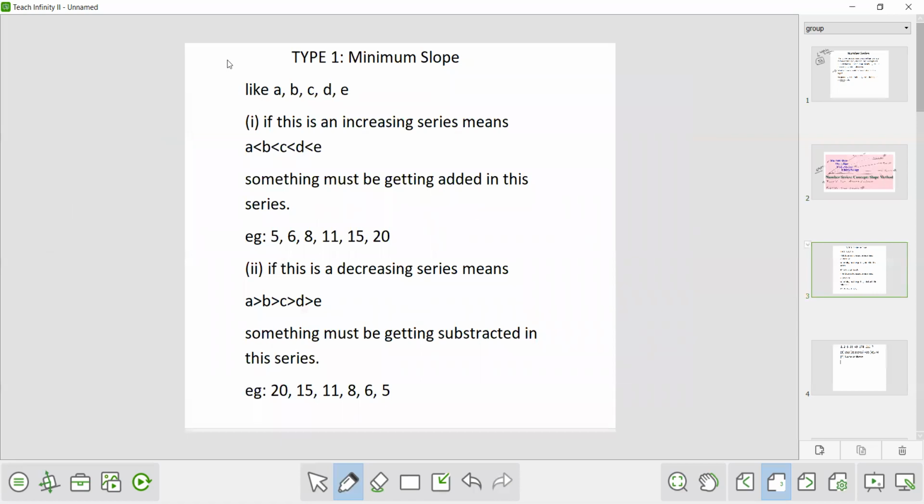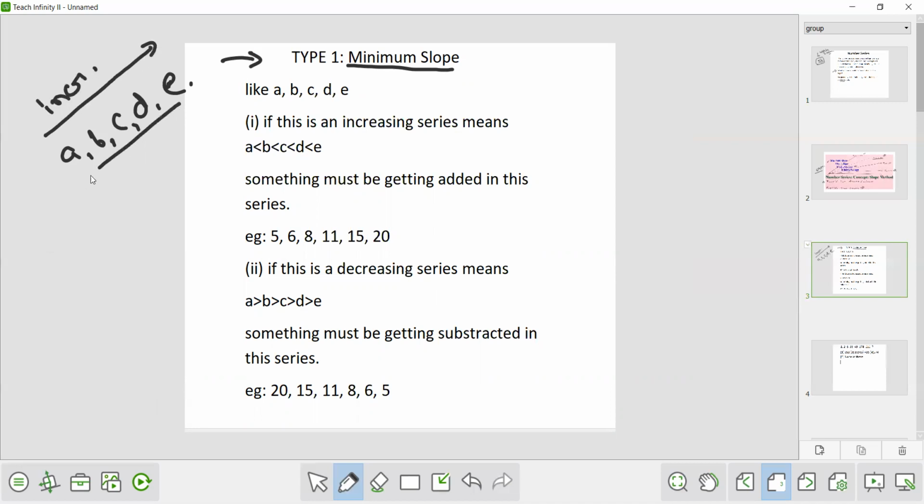So first we will learn about type 1, that is minimum slope. The series will be in the form A, B, C, D, E, and so on. Either this series is in increasing order or in decreasing order. When every successive number is greater than the previous number, it is in increasing order, else it is in decreasing order.